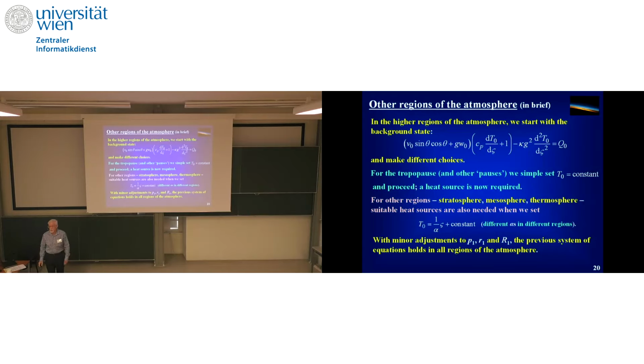Essentially, the system I've just shown you goes through, but with relatively minor changes to the definition of the functions P1, little r1, and big R1. So you can describe each layer of the atmosphere, not just the troposphere, which is what I'm going to talk about in detail in a moment or two, but the tropopause and the other pauses and the three layers above. They follow the same pattern. The difference being how you solve this problem to describe the underlying background structure of the atmosphere. Okay?